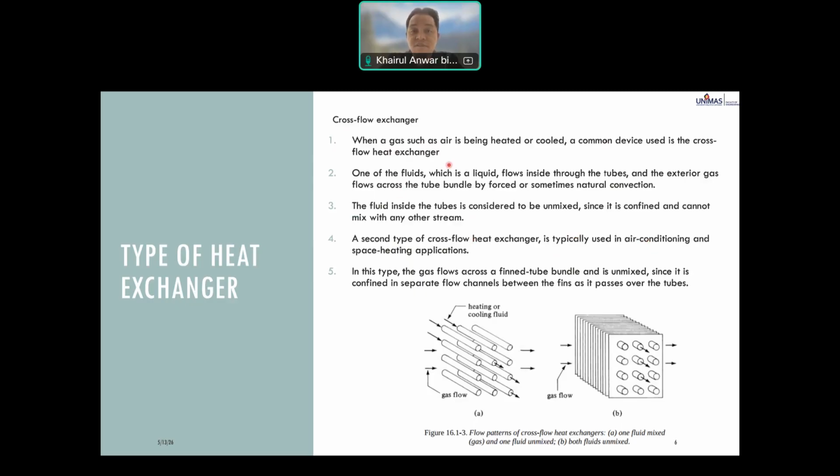Another one is a cross flow exchanger. When a gas such as air is being heated or cooled, a common device used is the cross flow heat exchanger. One of the fluids, which is a liquid, flows inside through the tube, and the exterior gas flows across the tube bundle by force or sometimes natural convection.